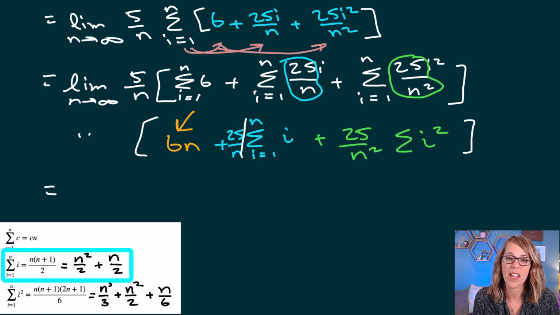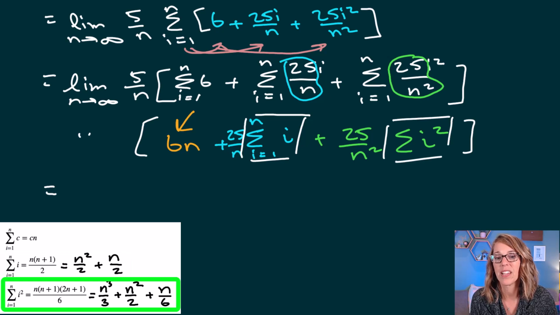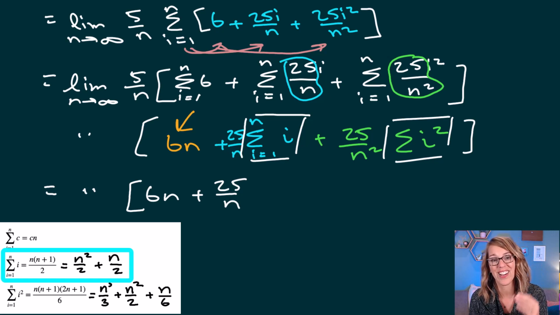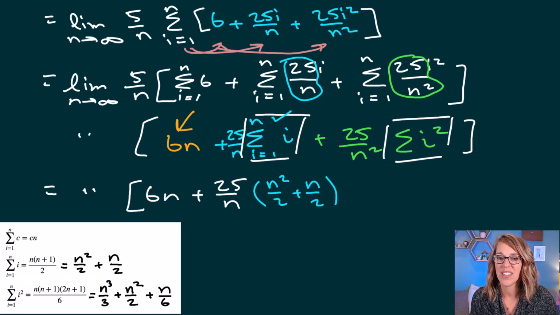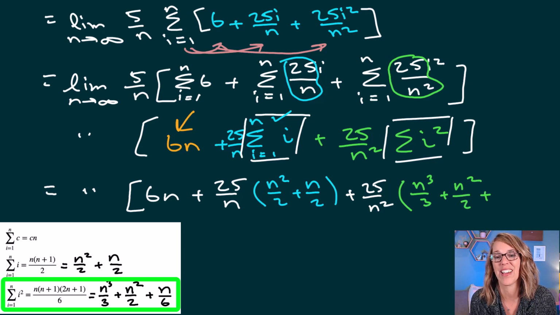Now, as I'm simplifying, I can apply my formula, the sum of i's, leaving the 25 over n as a multiplier. And I'm also going to apply my formula here for the sum of i squared. Let's rewrite what we've got. I'm going to just drop that limit here for a minute. I have the 6n plus, I'm going to leave that 25 over n, and let's go ahead and write the formula here in blue. Now I'm going to use the expanded form, so that's going to be n squared over 2 plus n over 2. That replaces the sum of the i's. Then I've got my plus 25 over n squared. And I'm going to go ahead and replace the sum of the i squareds using its expanded formula, which is n cubed over 3 plus n squared over 2 plus n over 6. Okay, and this is all in my square bracket.